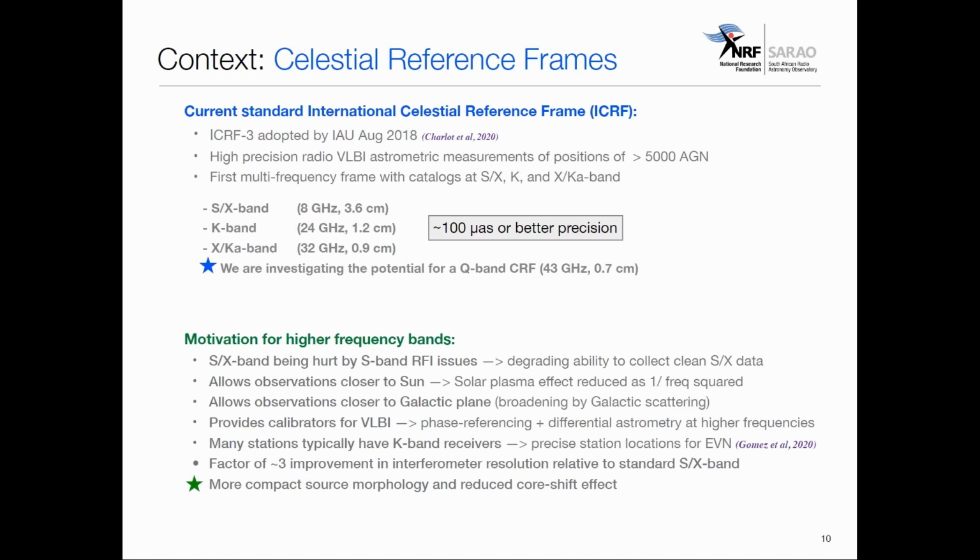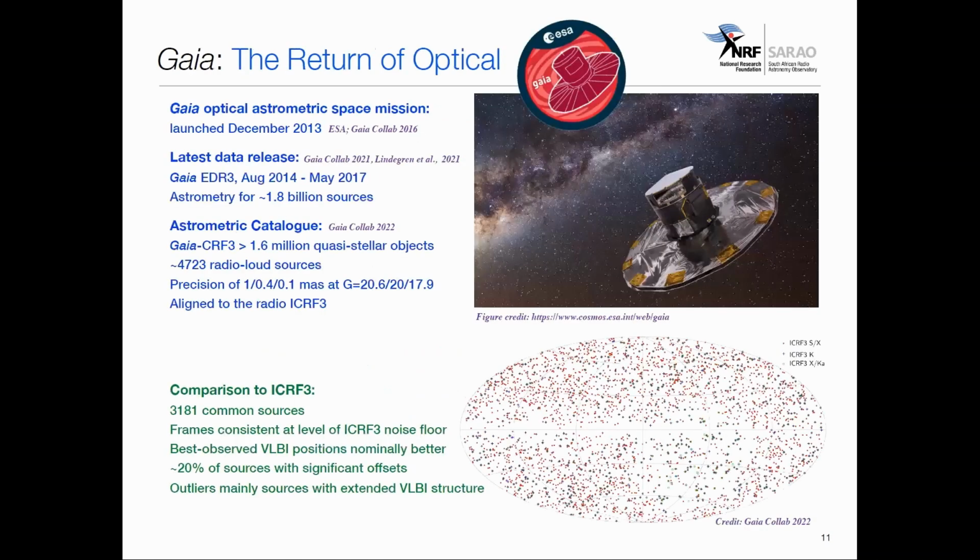But the most important thing for us, and why we decided to go to higher frequencies, is that we see that sources are more compact, more point-like, at higher radio frequencies. And of course, if you want to precisely measure the positions of sources, it's important that you have sources that are really compact or point-like.